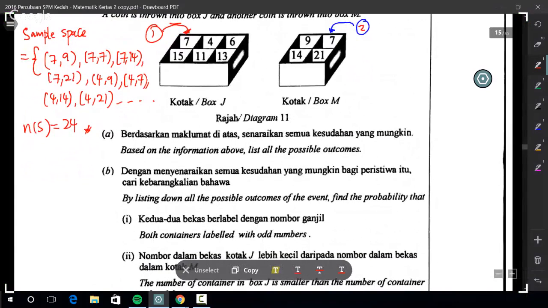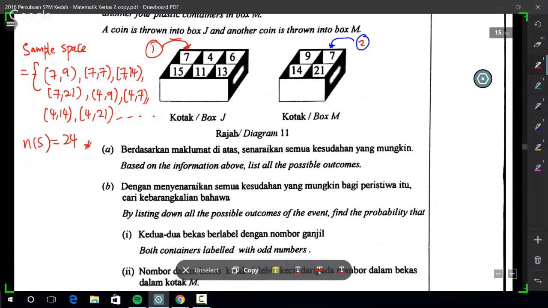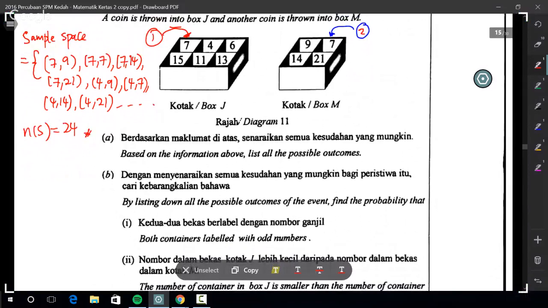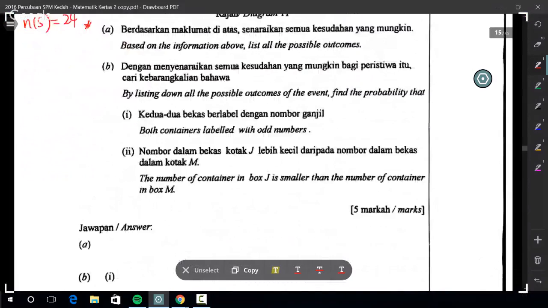Then both containers labelled with an odd number. They ask you to find the probability by listing down all the possible outcomes of the event. Find the probability that both containers are labelled with an odd number. Okay, so odd numbers in the first container, you have 7, 15, 11, and 13. But in the other container also you will also have odd numbers. This question is just so happy.